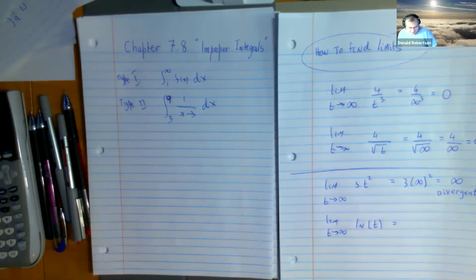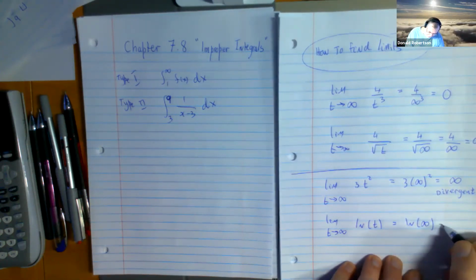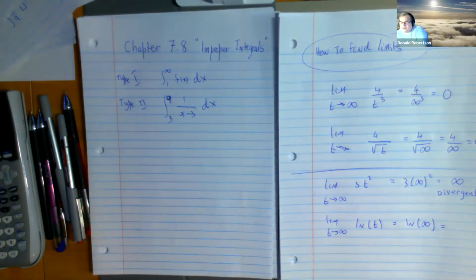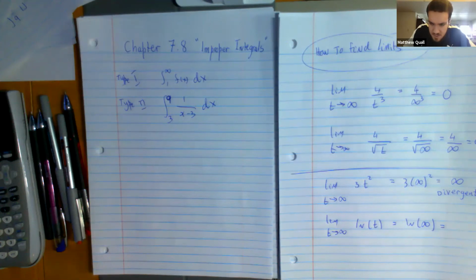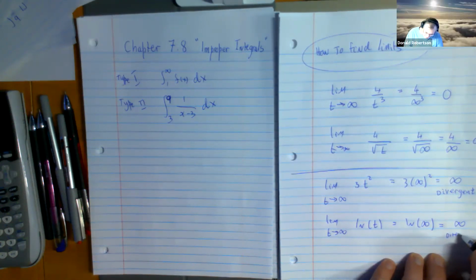Let's do a brute force on this fella. What would the natural log of an infinitely big number be? Would it also be divergent? Correct. Infinity. And we would say it was divergent.